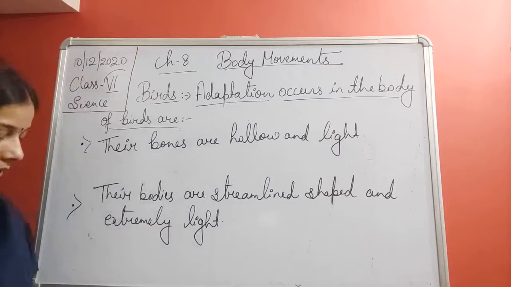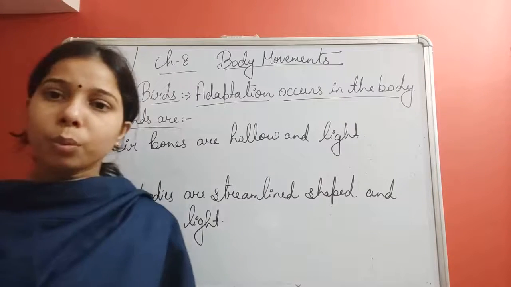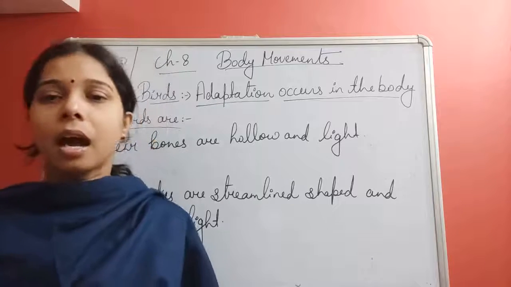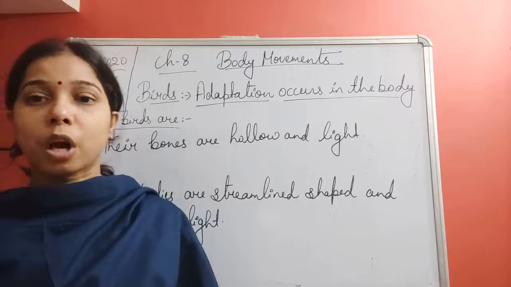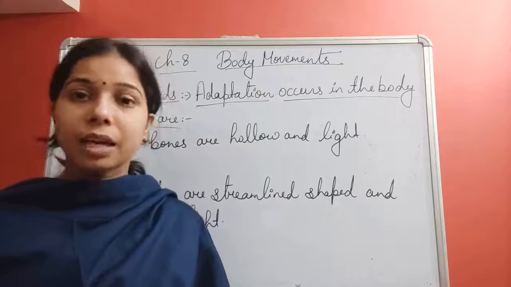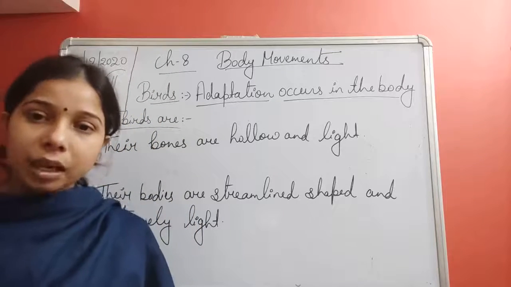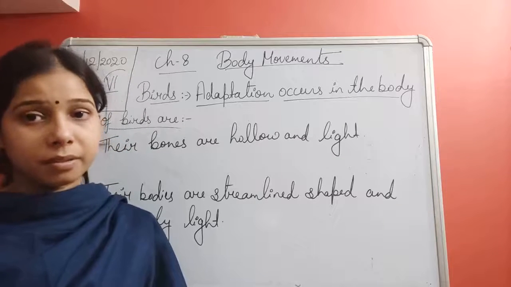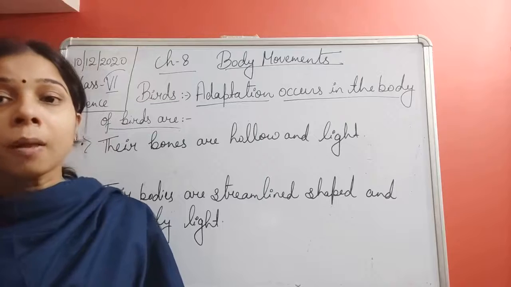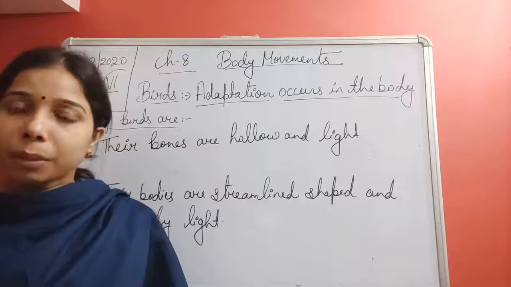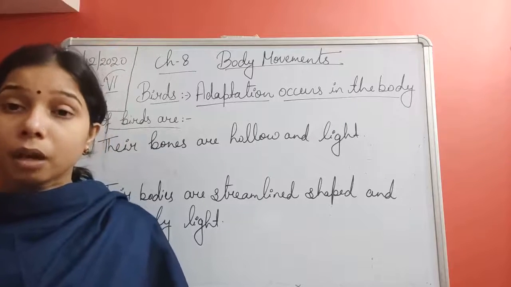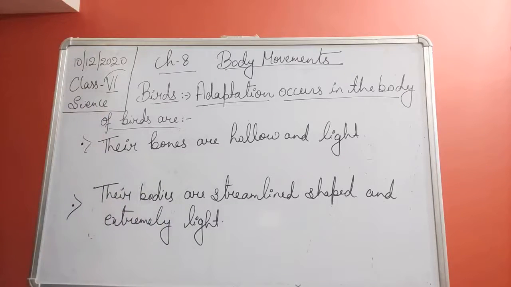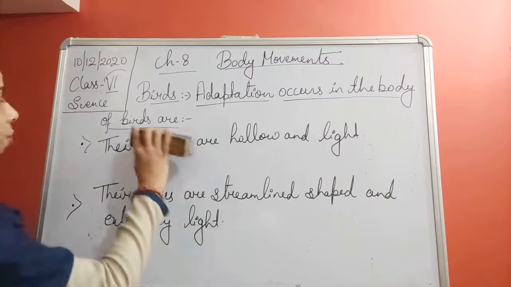Next one is, students, their flight muscles. Although we are saying continuously that they have flat feathers which are very light, and bones which are hollow and very light, even the streamlined shape is very light. So yes, the body is very light, but the flight muscles which help in the flying of the bird are light but very strong. So we can say that they have powerful flight muscles.